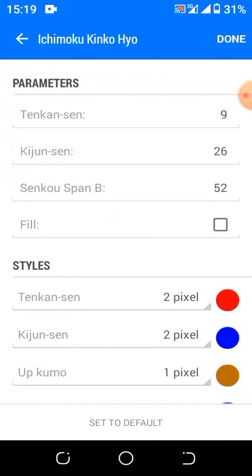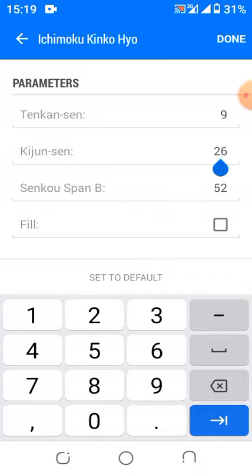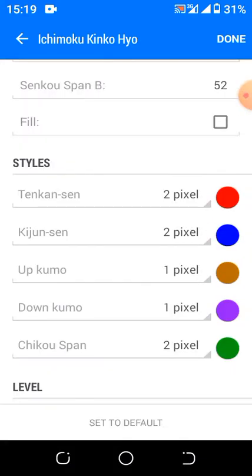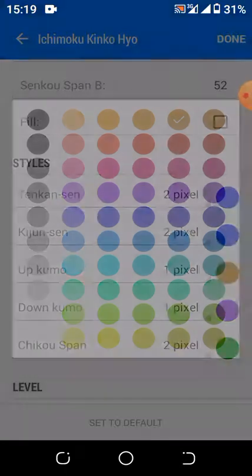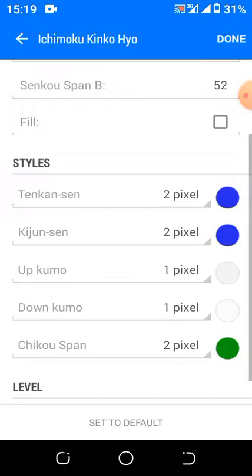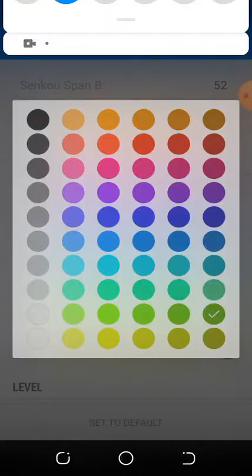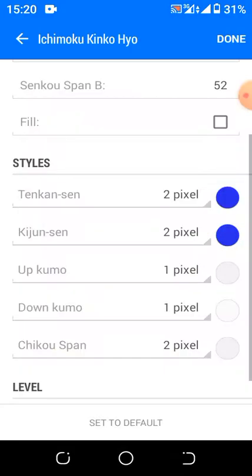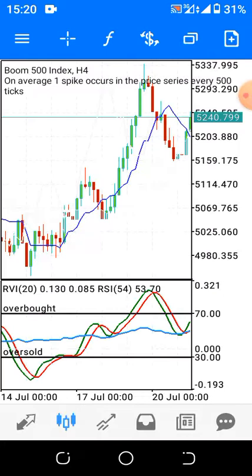So we want to use the Senkou Span with period number 9, and we also want to use the Kijun-sen with number 9. On the styles, the colors should be blue, and the Kijun-sen should also be blue. Then the upper Kumo we put in white, the lower Kumo white, and the Chikou Span also white. So we press done.